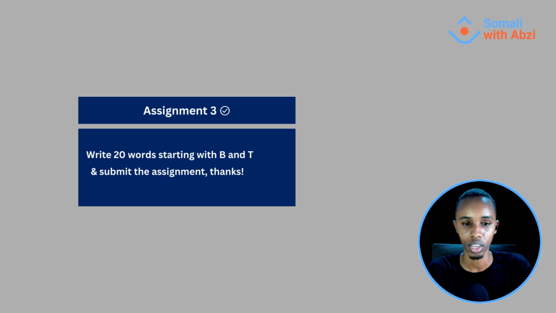Write 20 words starting letter ba and ta. If you're confused, what you're going to do is just 20 words starting from ba and ta. So write 10 words starting from ba and write 10 words starting from ta. That's it. You can write Paris, bur, maybe temir, taxi, something like that.